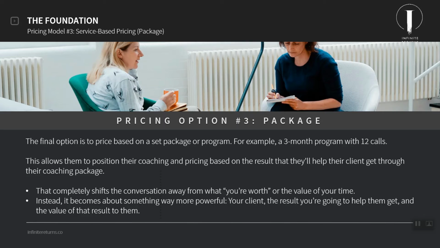So instead, it becomes about something more powerful. Your client gets the result they want, they get the help they want, and they get the value of the result that's given to them. They also get the illusion that they're being able to choose it. The only catch with this is if you're really good at your job and they don't use all 12 of the phone calls, they're going to want a refund. So please make sure you talk about that in advance. So it's really important. Okay.